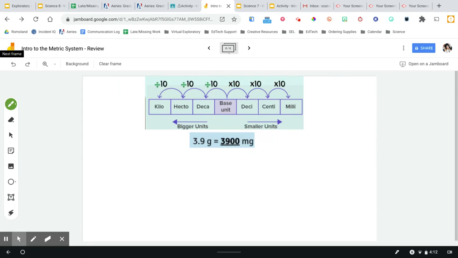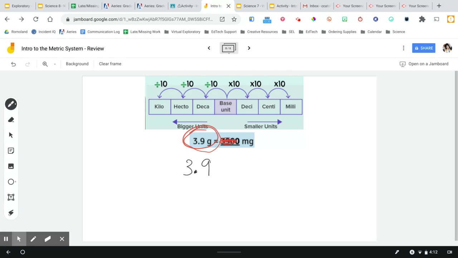Here is our last example using the base unit gram. So again, I'm going to pretend I didn't just give you the answer. And we need to figure out what we know. What are we starting off with? Well, I can see that we are starting off with 3.9 grams. So I'm going to write that.